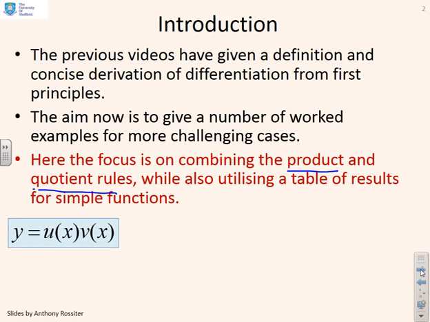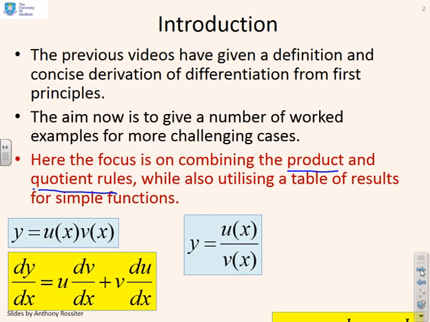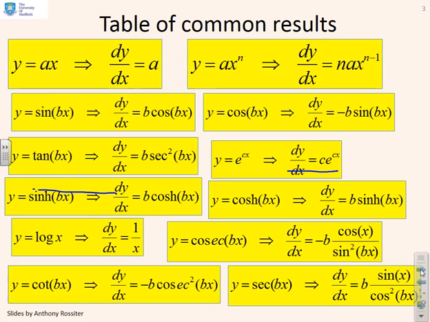functions. So a reminder then, the product rule: if y is a product of two functions u and v, the derivative of y with respect to x is u dv/dx plus v du/dx. If y is a quotient of two functions, so y is u over v, then dy/dx is (v du/dx minus u dv/dx) over v squared. Now, as in earlier videos, we're reminding you that it's assumed you have access to a table of common results, so you can just take the derivatives of these functions without doing them from first principles.